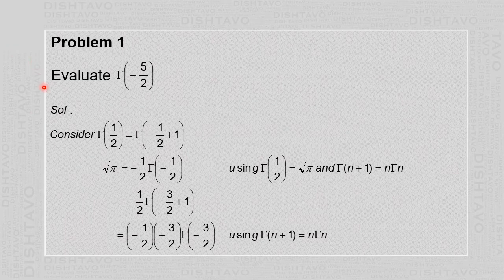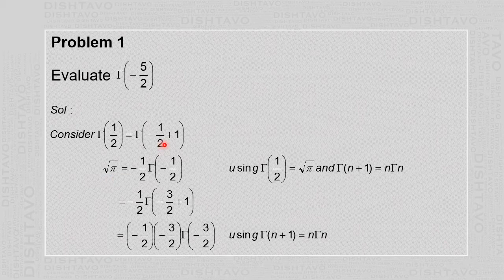In this problem, we will see how to find gamma of a given number. Here, you have to evaluate gamma of minus 5 by 2. So we start with gamma of half, which is equal to gamma of minus half plus 1, because half is minus half plus 1. And we know that gamma of half is root of pi. That is from one of the properties of the gamma function.